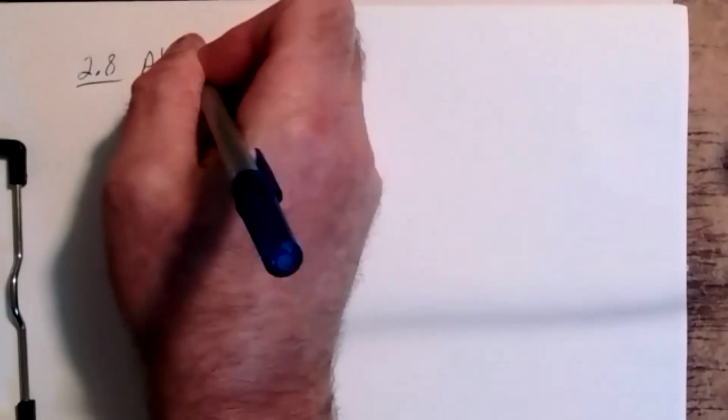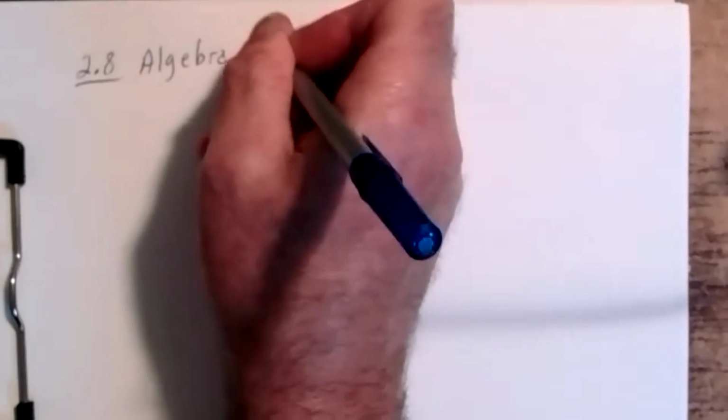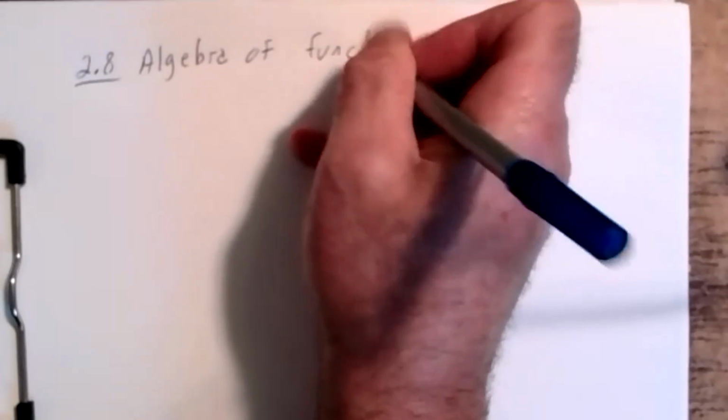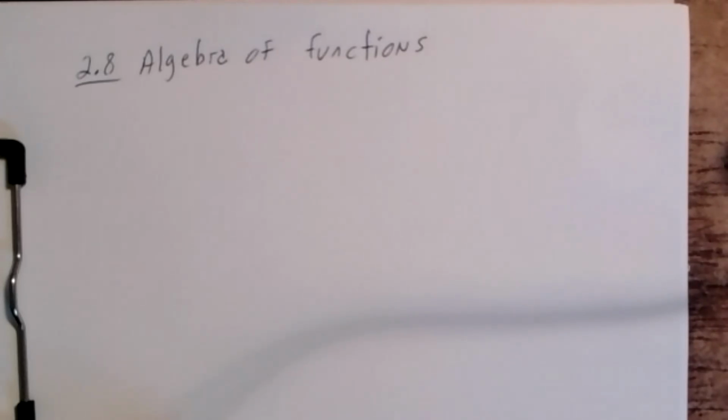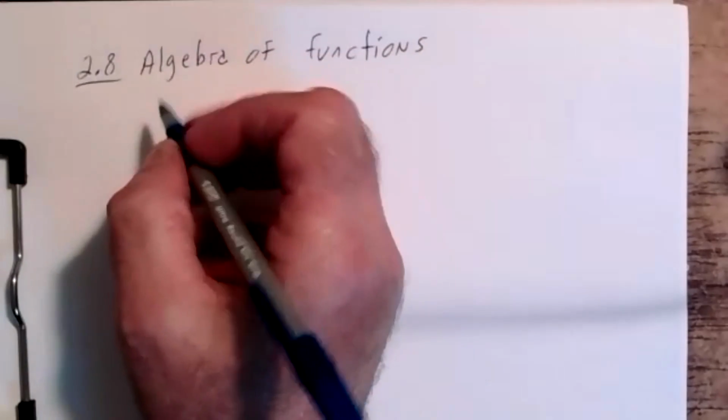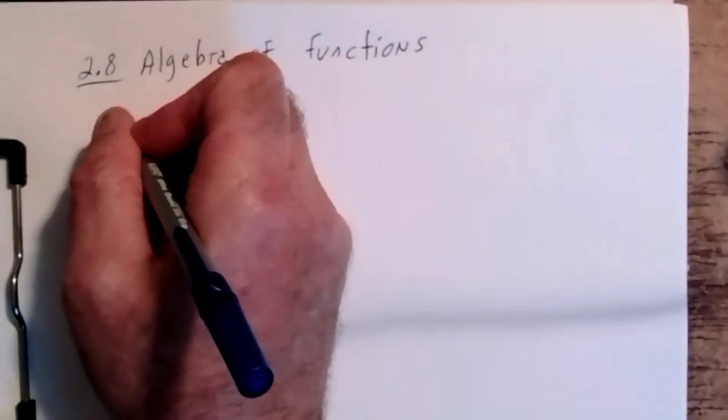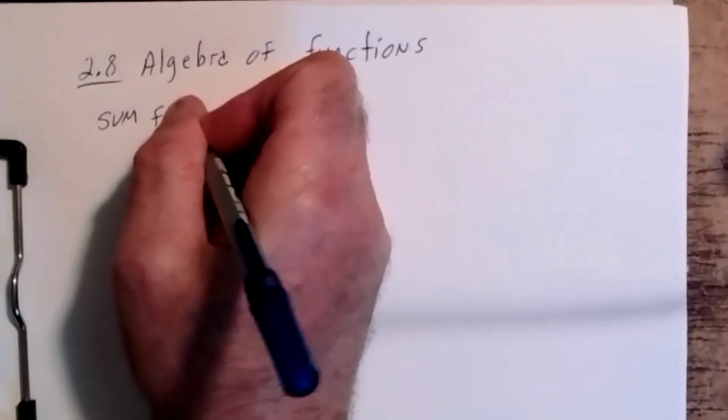Okay, so 2.8 is entitled Algebra of Functions. And what we're going to do is, given pre-existing functions, we're going to show you how to form new functions and how to also evaluate them at various values. So the first one we're going to look at is called the sum function.